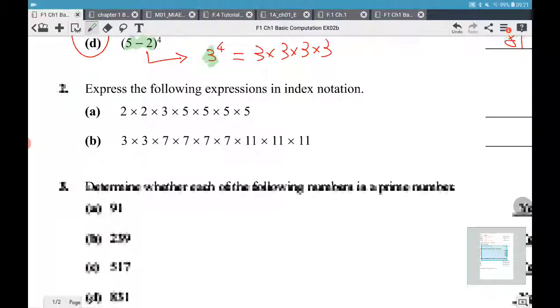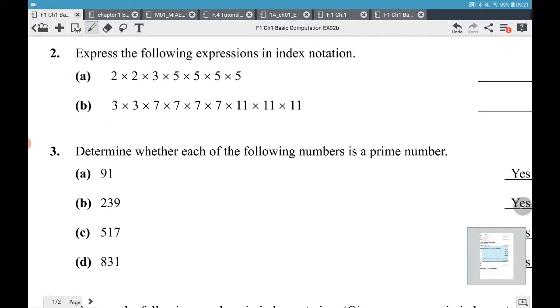And then we go to question 2. Okay, question 2, we should understand another vocabulary. It is called index notation. For the index notation, that means we make use of the form of index to simplify the calculation. For example, go to part A. We have the number 2 multiplied by itself. That will become 2 to the power 2.